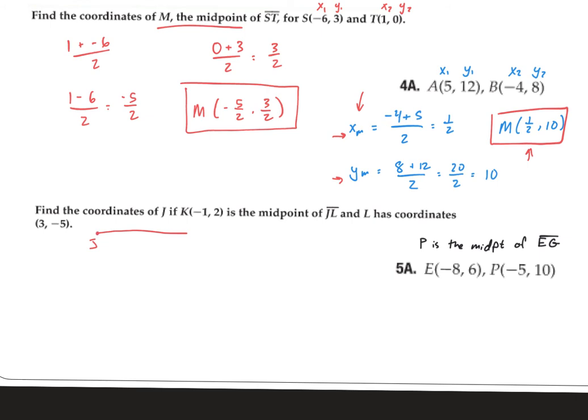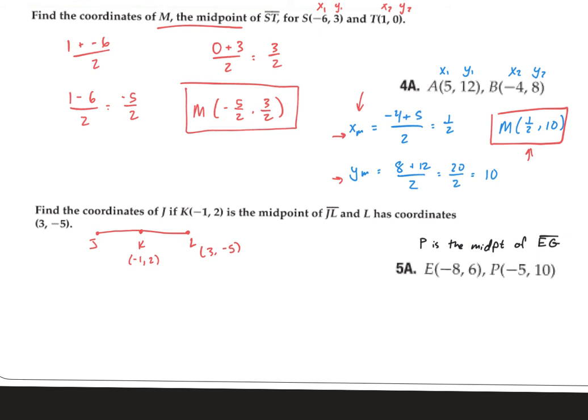and I'm sure this is not exactly what it looks like on the graph, but for the sake of our picture, we're going to go with it. And that means K is in the middle. Now we are given K of (-1, 2), and we are given L, which is (3, -5). This is most definitely not how it looks on the coordinate plane. But the reason why I drew it like this is so that you can see what we're looking for.